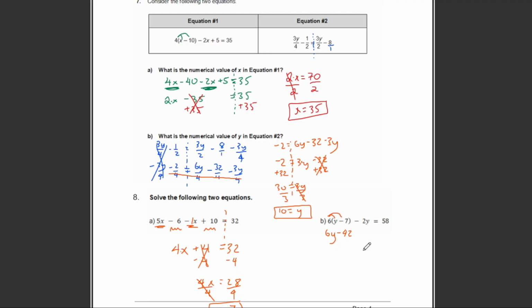And then here we've got the minus 2y equals 58. Now let's see if we've got any like terms. Yeah, we do. We've got this and this. So that's going to become 4y minus 42 equals 58. Now we've got multiplication, we've got subtraction. Let's get rid of the subtraction first. So plus 42, plus 42. 4y is equal to 100. Divide by 4, divide by 4. Y is equal to 25. And that's it for question 8.